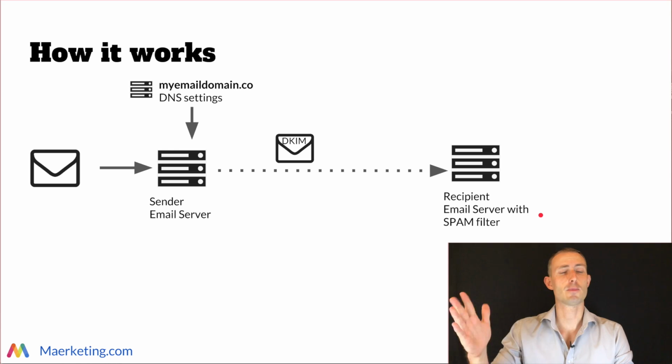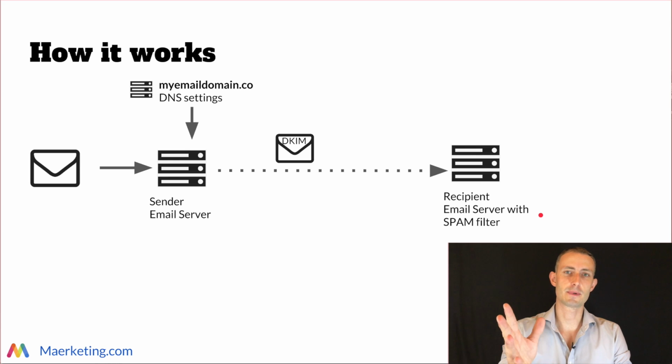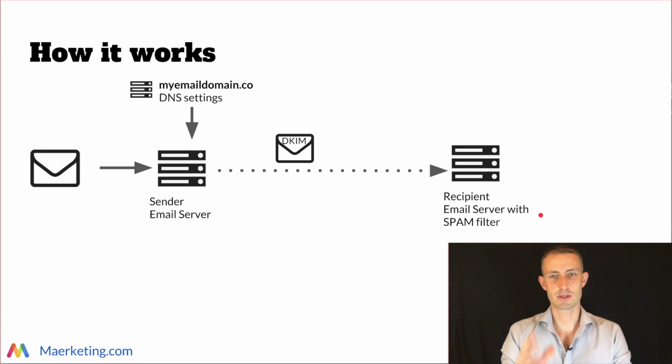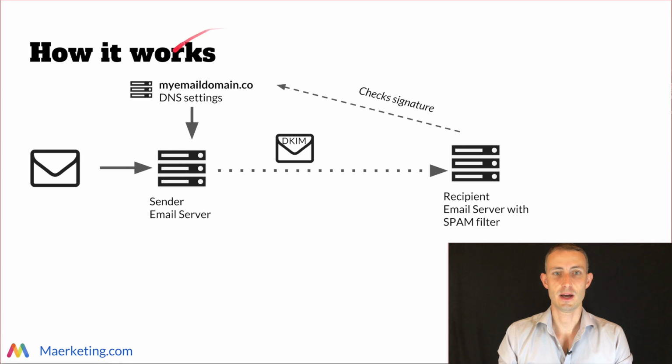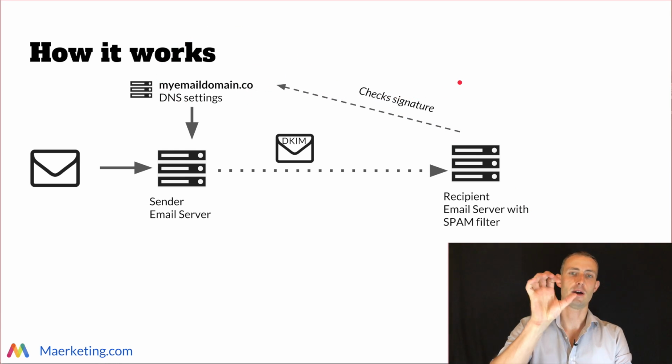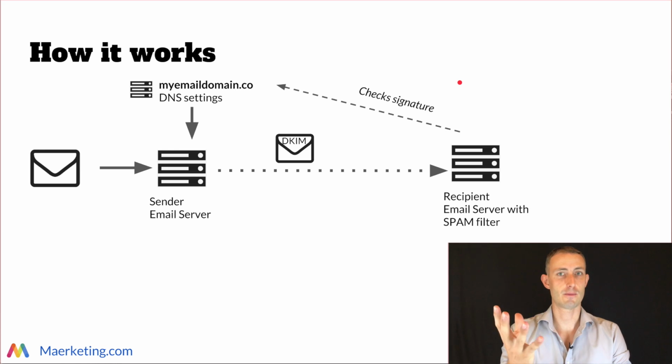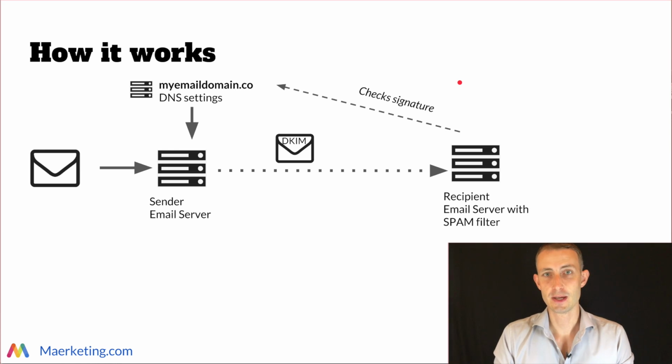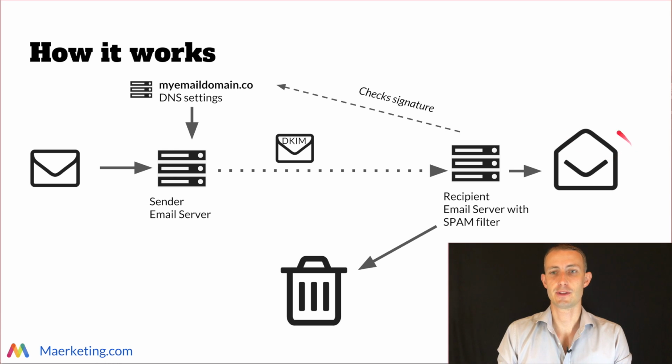Sometimes there are many more servers in between, but eventually it gets delivered to the server of your recipient. And of course, every server has a spam filter. Now what this server does, it checks against the email, the DNS settings, and checks the watermark, and basically decrypts the DKIM that gets sent in the email metadata. And if it matches, it's good. If not, it goes to the spam folder. So this is what you want to have. You want the email to be delivered.